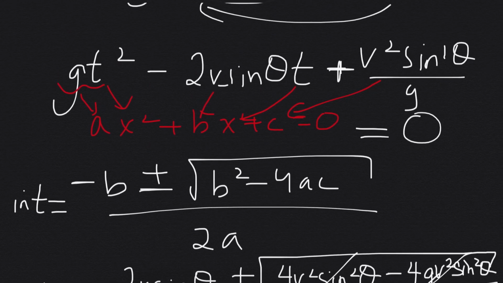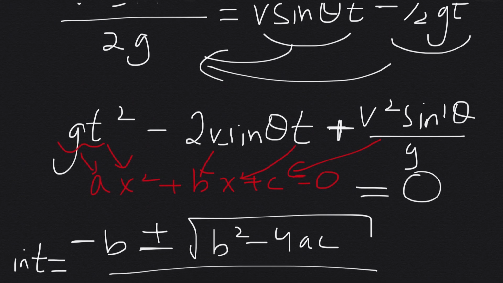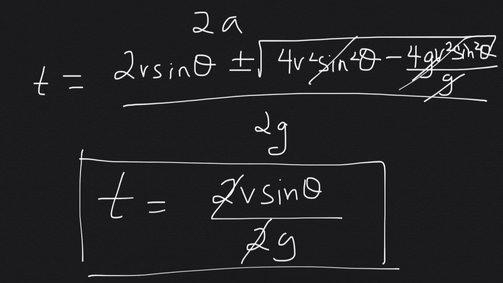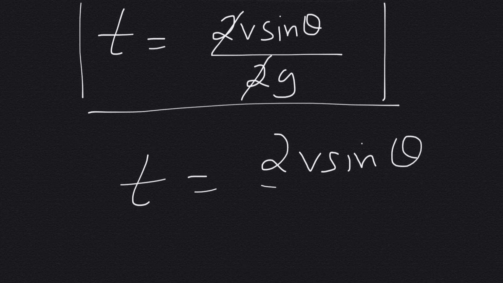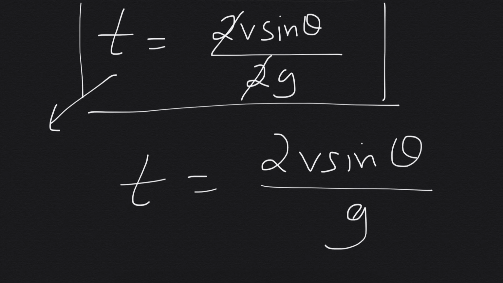But wait a minute, this is the time for reaching the maximum height, it's only half the distance, or only half the time. So technically, this is wrong. I have to say t is equal to 2v sine theta divided by g. It's twice the time, because this time represents the projectile reaching this maximum point, but then we still have the other half of the journey to go.